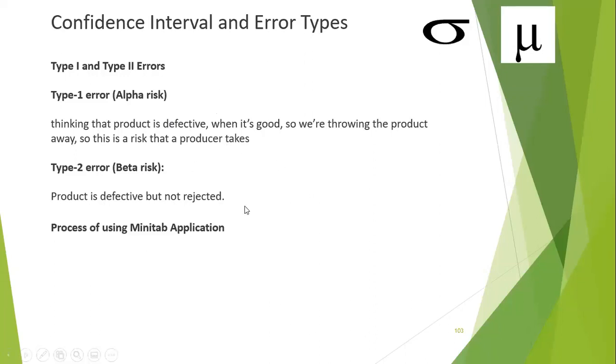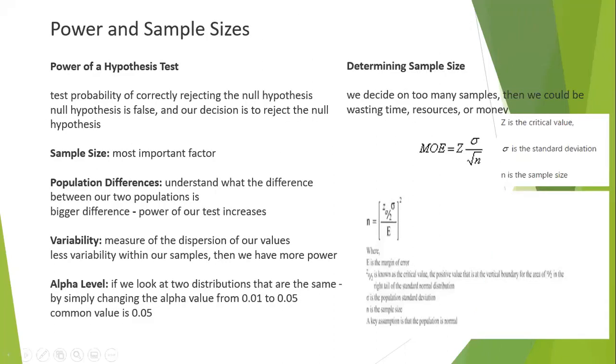So how do we avoid this risk? It's based on experience, right? How we are doing the process continuously will give a heads up on how to remove this kind of error. Okay, power and sample size.